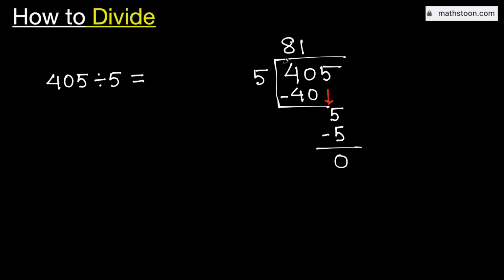As we have got the number 0 and there is no number to bring down here, so we will stop. Therefore, 405 divided by 5 is equal to 81. And this is our final answer.